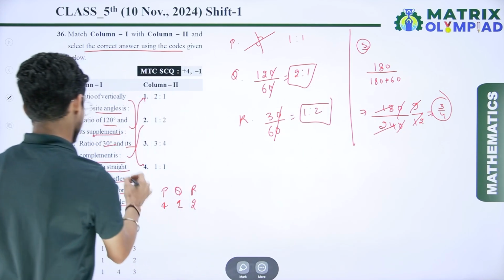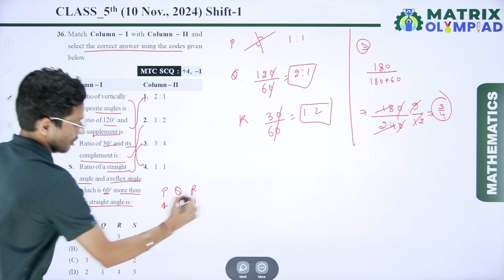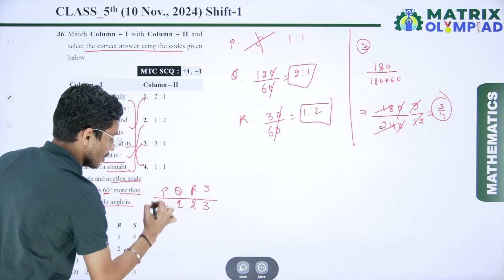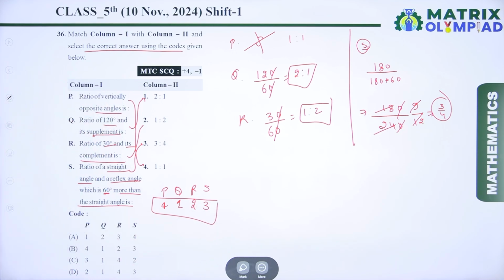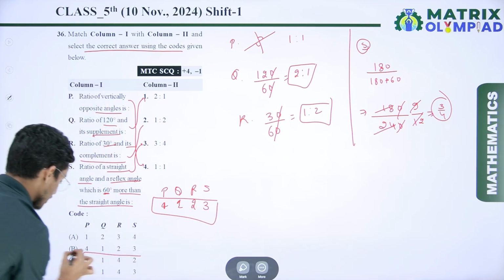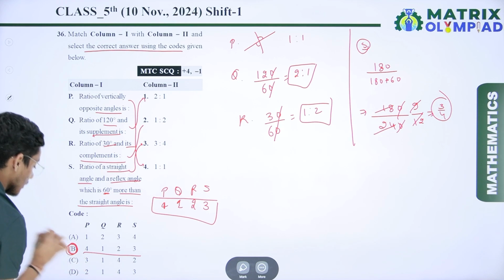So 3:4 means S is connected to 3. So the answer is 4 1 2 3. So here option B is the correct answer.